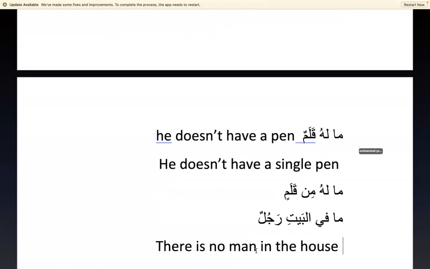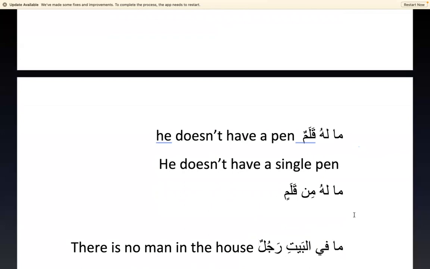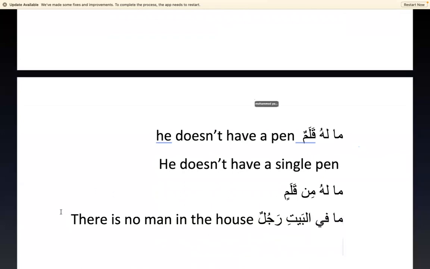Now, if you have to say, there is not a single man in the house, how will you say it? Ma fil bayti min rajulin. Yes, you say ma fil. This min will come with what? It will come with the mubtada. Ma fil bayti min rajulin. Clear so far?